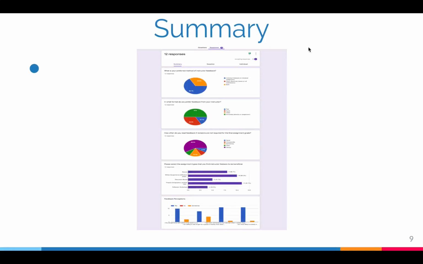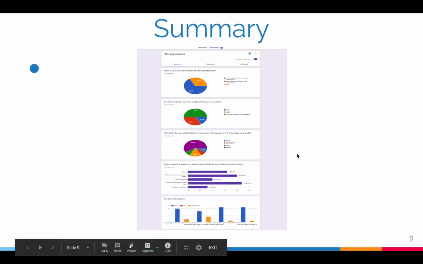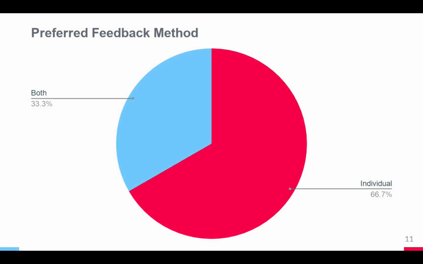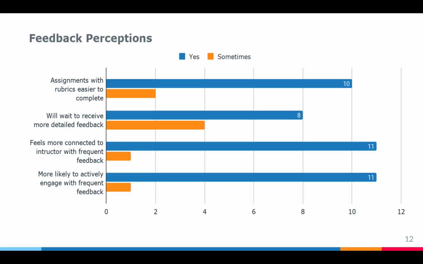And here you can see a summary from the Google form, which provides a nice visual of all of the data. So what are students thinking and feeling? What were the results? So we can see here that 66.7% of students prefer individual feedback, as mentioned. Feedback perceptions. What really stood out to me here was that students feel more connected to instructors with frequent feedback and are more likely to actively engage with frequent feedback.